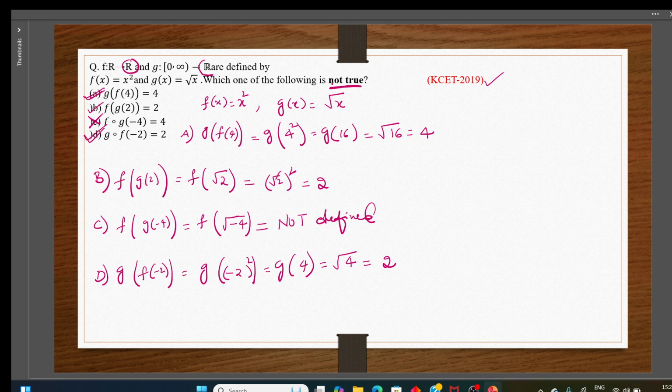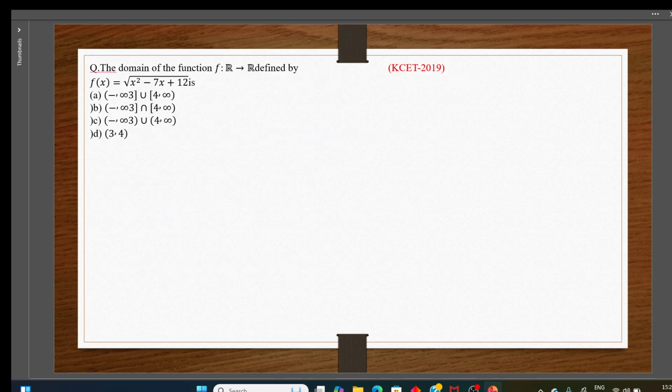But which of the following is not true means in this 4 options, which option is our answer? Our answer is f of g of minus 4. Okay. So next question. The domain of the function.